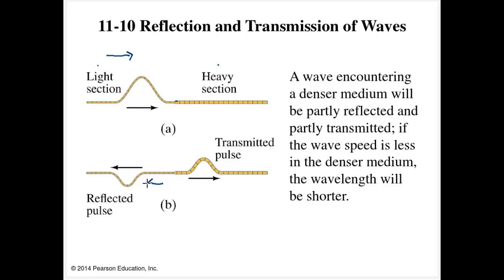We're going to have an inverted reflected pulse, but some of the pulse is going to be transmitted, recalling that the velocity was equal to the square root of the tension force divided by the mass. This is a much more massive section of the rope, so the wave speed is going to be lesser because we have a denser medium. It also means that the wavelength is going to be shorter.